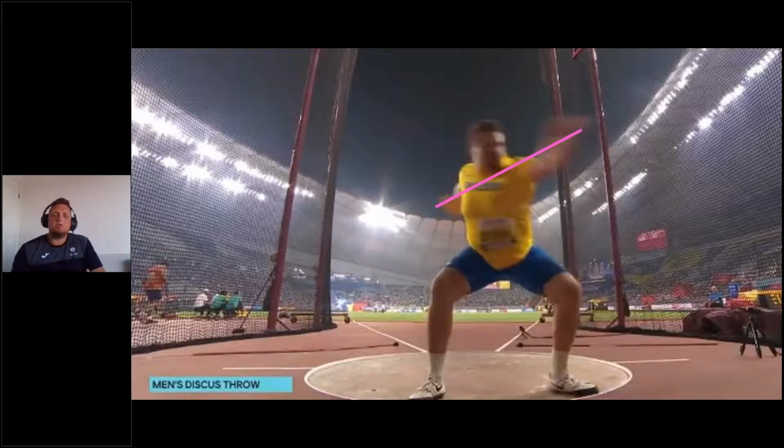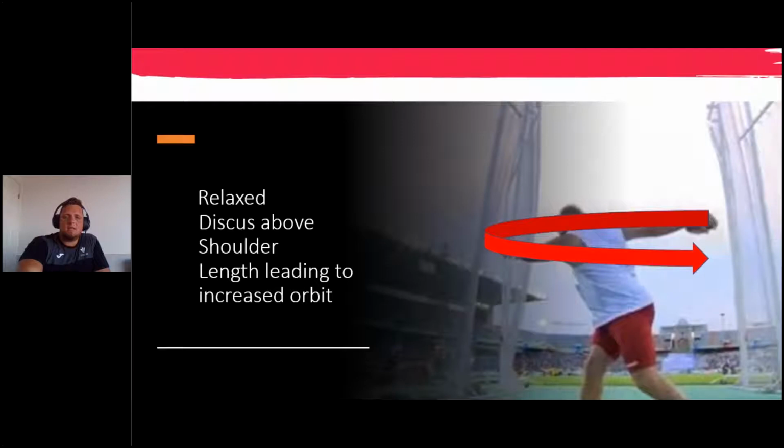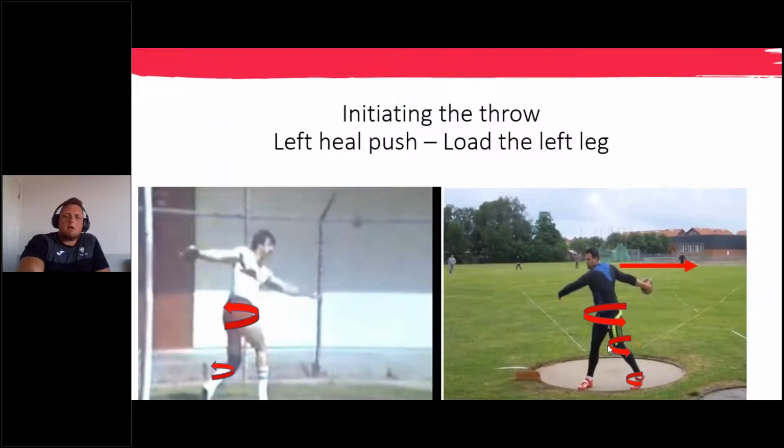Okay, if we go back to this position here, and we are not in a good position to start, or we start the throw with the upper body, if we start pulling this left arm here, then this discus is going to start moving around, and we're going to lose orbit. Okay, we're going to lose connection, we're going to lose separation.